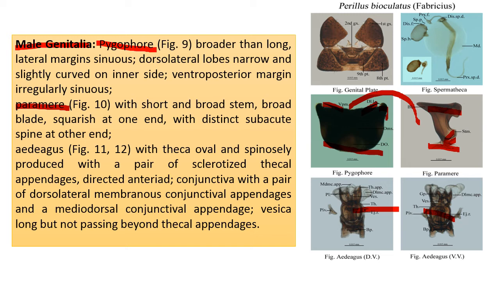Now the third part of the male genitalia is the aedeagus. This is a dorsal view and this is a ventral view of the aedeagus. In the case of the aedeagus, this is the theca. The entire structure is known as the theca, and it is oval in shape and consists of thecal appendages. These are the thecal appendages that you can see. And then this is a membranous structure, DLMC, the dorsolateral membranous conjunctival appendages.